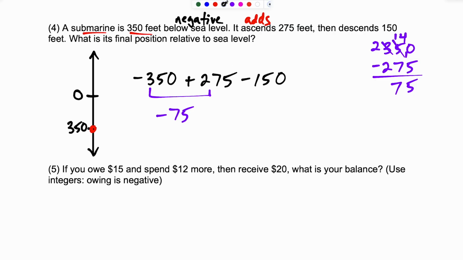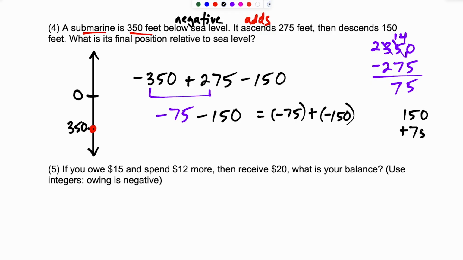And now we just write our minus 150. So for this one, we could think of this as negative 75 plus negative 150. So off to the side here, I'm just going to add 150 plus 75. And if we work this out, this works out to 225. Okay, but we have a negative plus a negative here, so it's going to be a negative 225. If we have 75 negatives and we add another 150 negatives, we're going to have 225 negatives. Okay, so over here, we get negative 225.